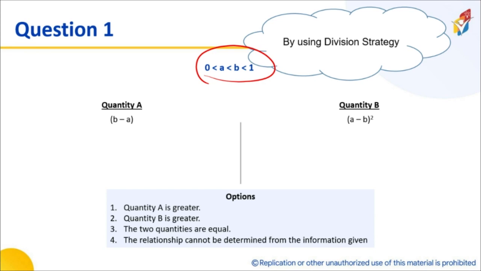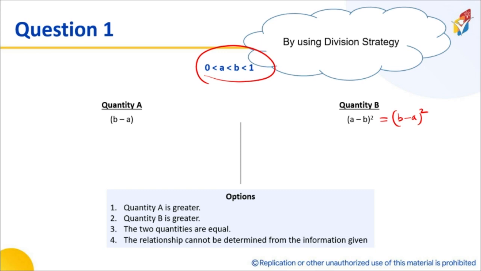Before you do anything, you need to realize that the two quantities have some kind of a relationship. What is it? (a minus b) whole square is the same as (b minus a) whole square. Quantity A is b minus a. Quantity B is (b minus a) whole square. Are they related? Of course, yes, they are related. If I subtract them, I might be able to simplify them in one way. If I divide them, I might be able to simplify them in a different way.